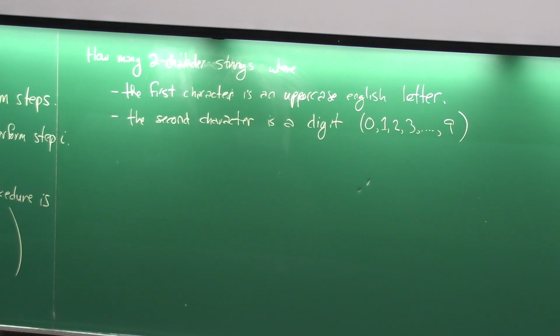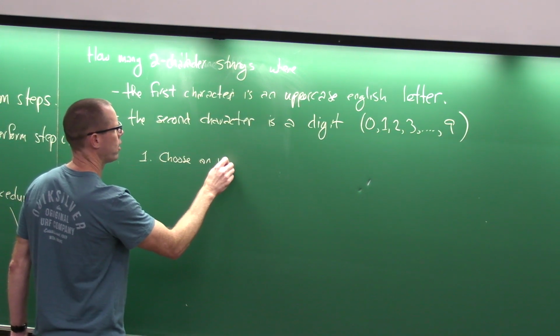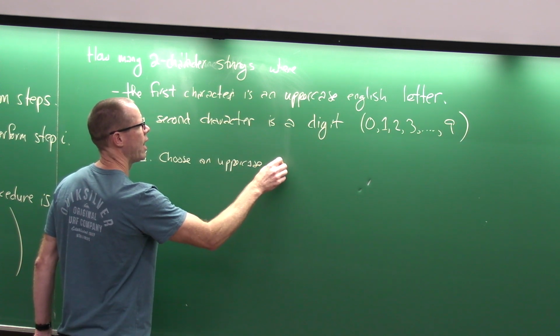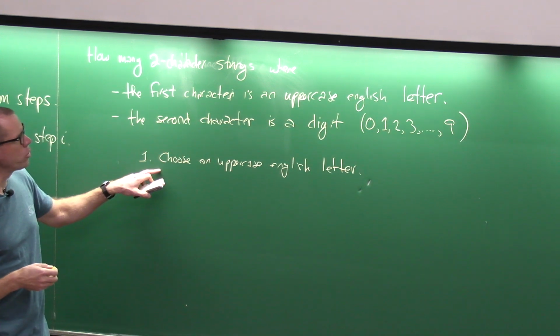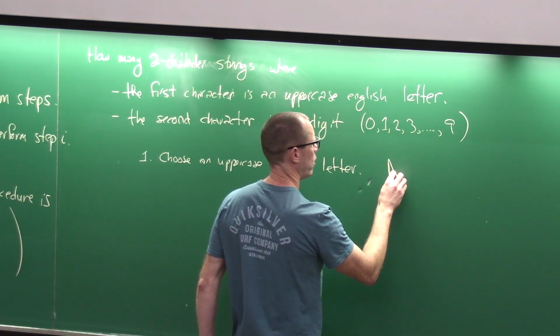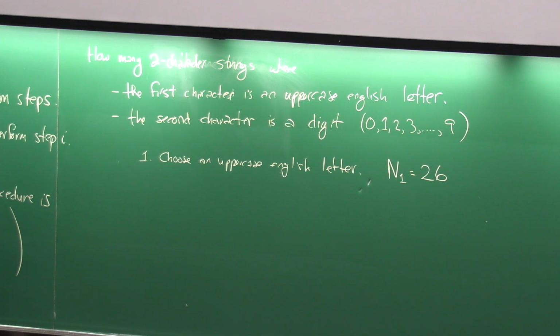260. Okay. Why 260? Because of the product rule: 26 possible uppercase English letters, 10 possible digits. So I'll describe a procedure to write one of these strings. Step 1 is choose an uppercase English letter. How many ways are there to choose an uppercase English letter? 26 ways. There's 26 English letters.